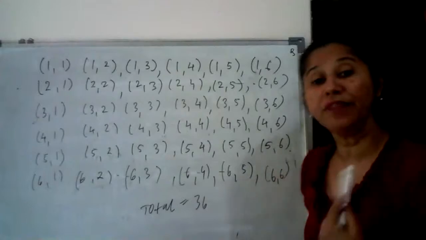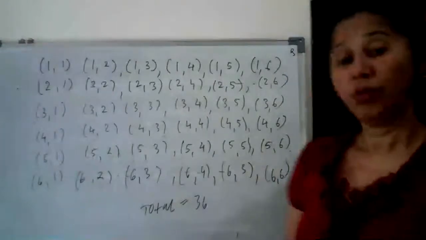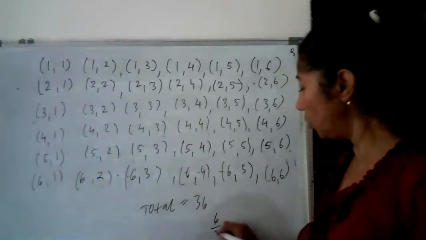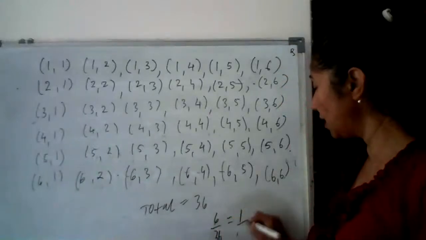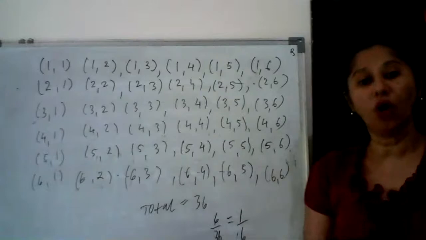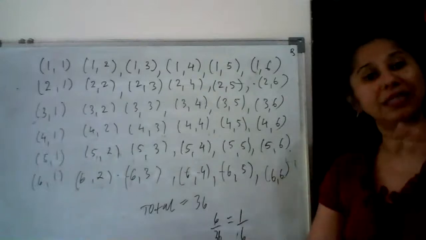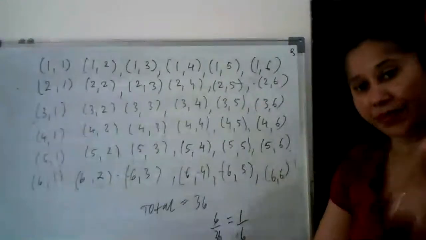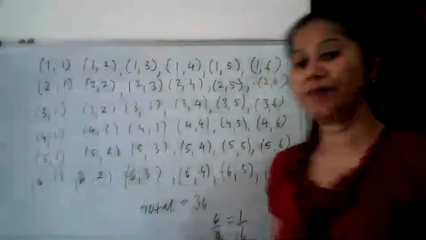So what is the probability of doubles? It is 6 on 36. तो आपको cancellation करके क्या मिलेगा? 1 on 6. That is 1 upon 6. I hope it is clear. Yes. I think you got this.